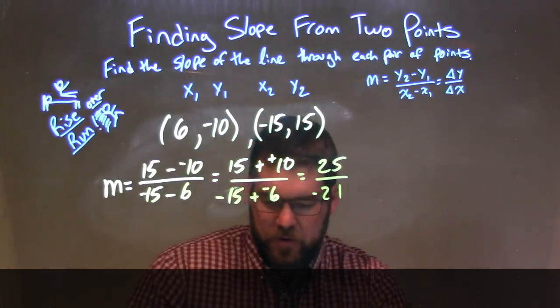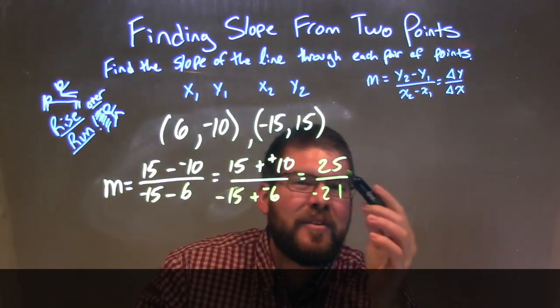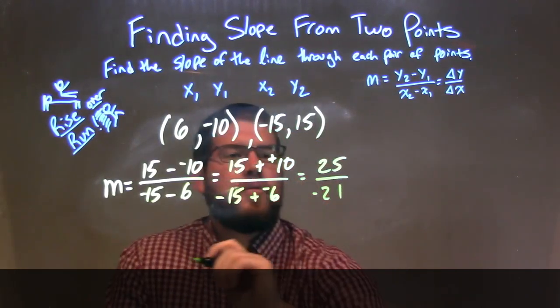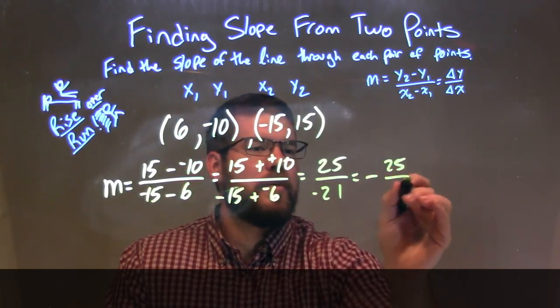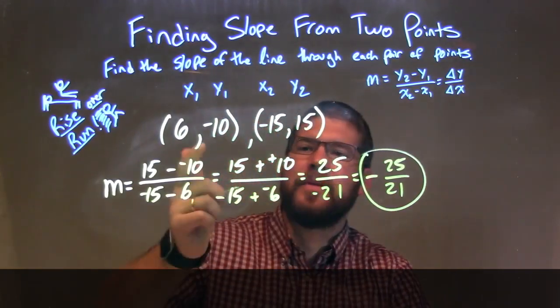Okay. Now, is there anything that goes in between? We can simplify this. I don't see any number. 5 goes in 25, but not 21. 3 doesn't go. No. Okay. So we're basically pretty much done here. Let's go rewrite this with the negative out front. 25 over 21. And there we have it. We have our final answer, our slope between these 2 points.